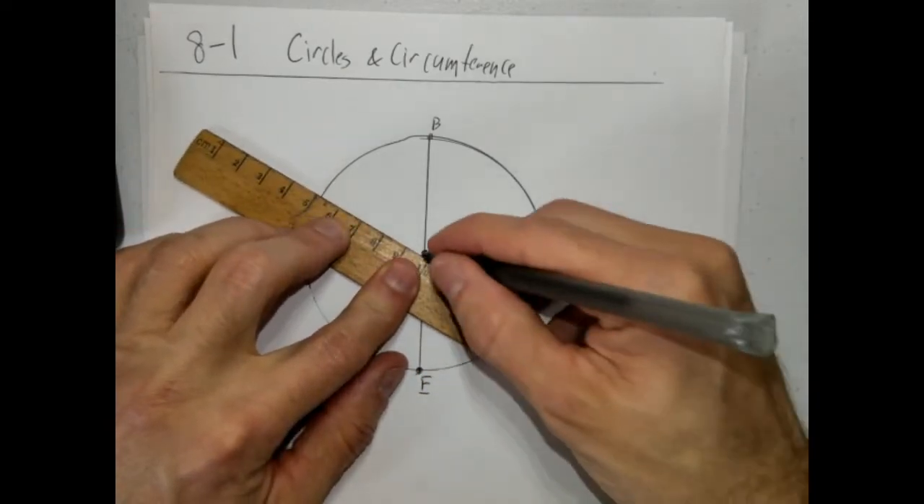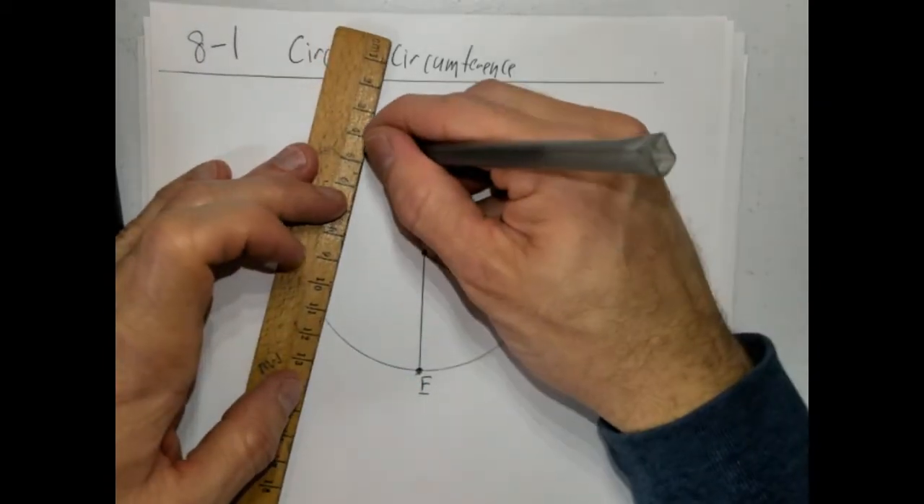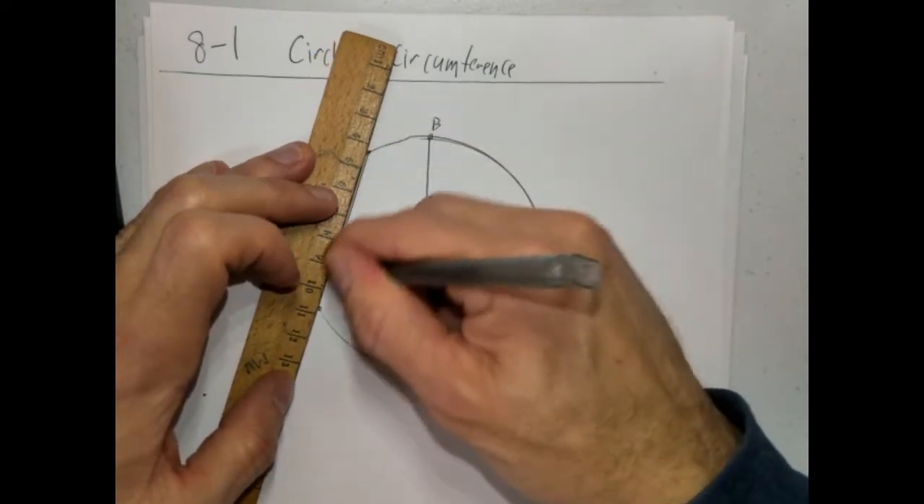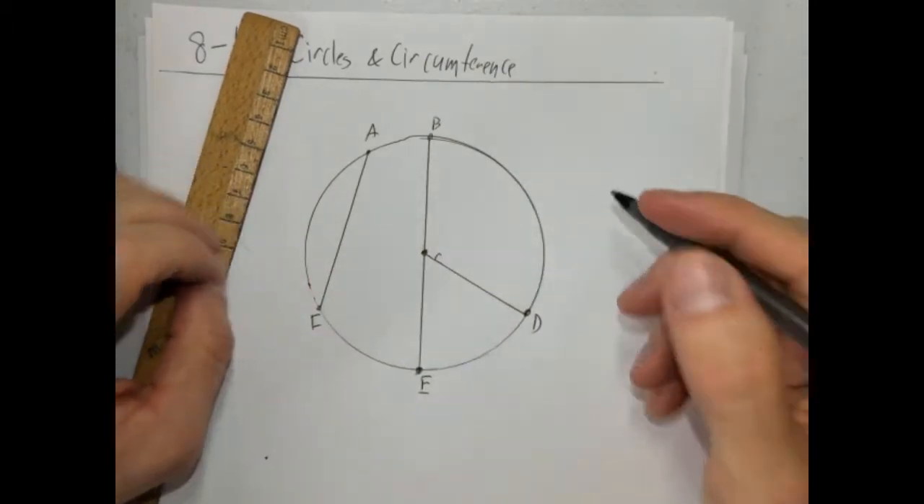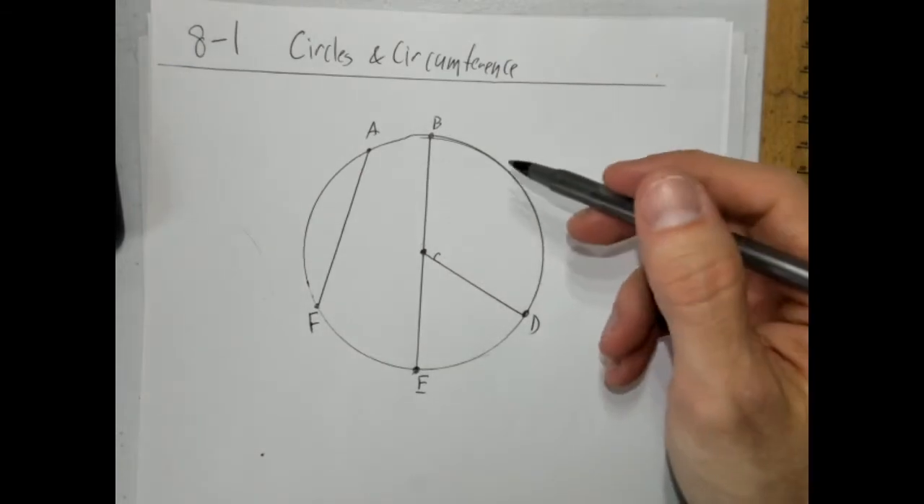We're going to go ahead and connect those. And we'll do another one over here. A point here, a point here. We're going to connect those. And we'll call that point A, and this will be point F. Okay? So there's a lot going on here. I'll walk us through this and what these all indicate.